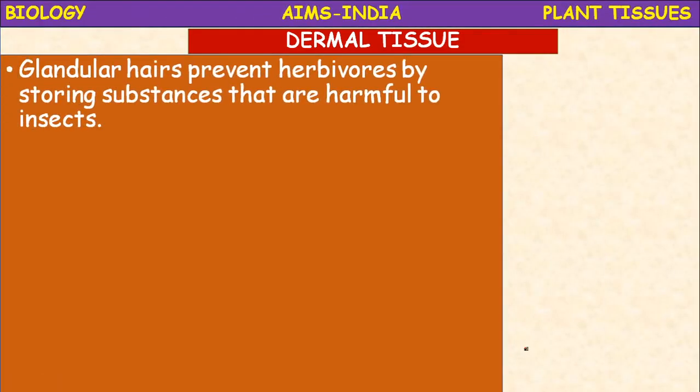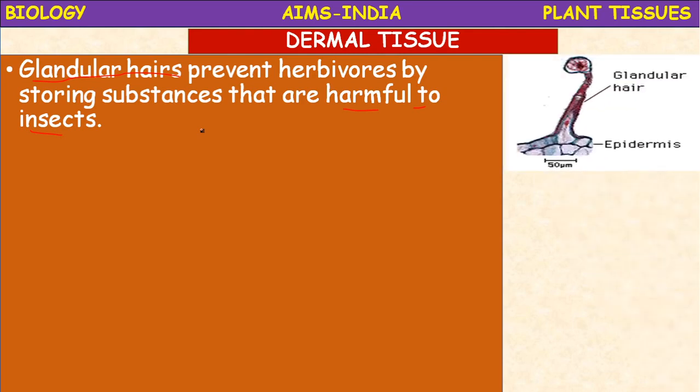Next type of dermal cells, glandular hairs. The glandular hairs are present in some plants to prevent the herbivores by storing some chemical substances, harmful substances like latex, okay, like alkaloids, the different types of chemical substances which are poisonous, which are bitter to taste. So herbivorous animals hesitate to eat them. So glandular hairs, some glands are present. So these are the glandular hairs.